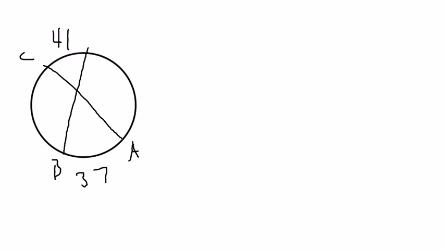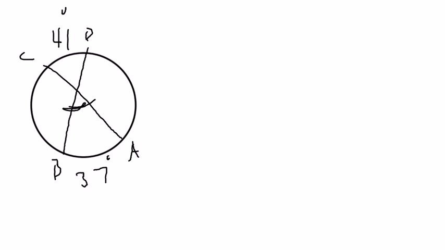Number 6, find the value of x. Here they have intersecting lines inside the circle. We have an arc there, 37, is arc AB, and then arc CD is 41 degrees. So we want to find this angle here.